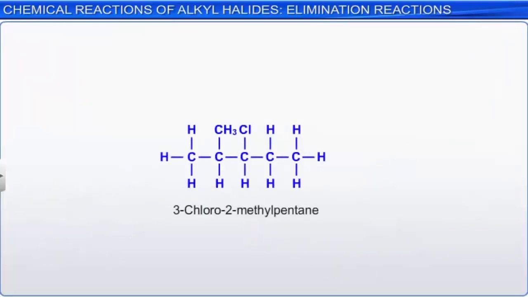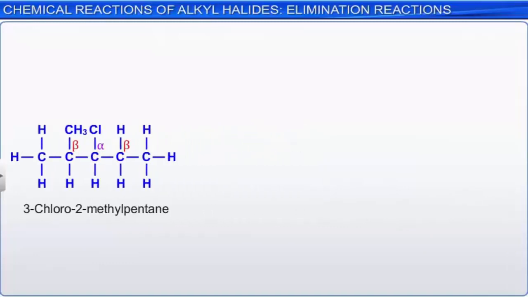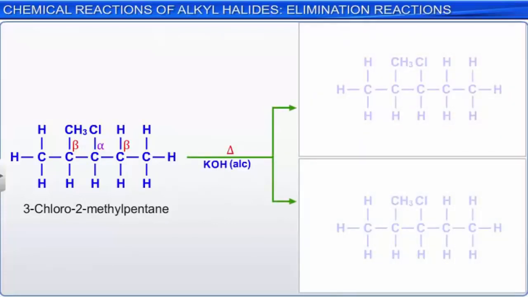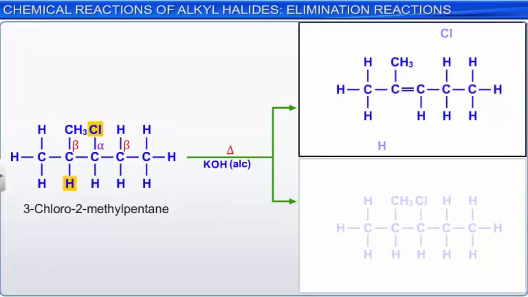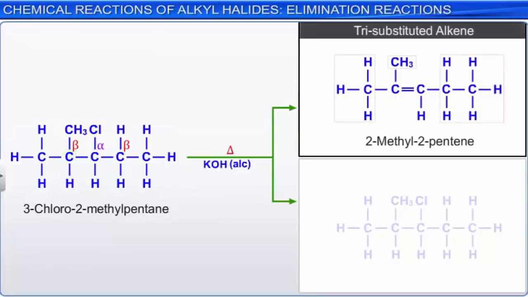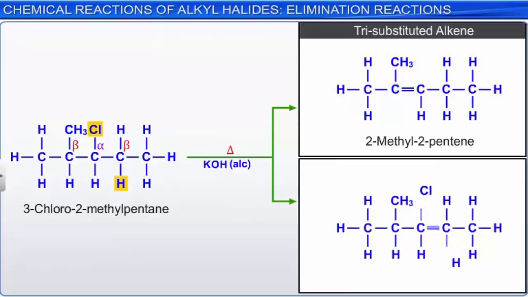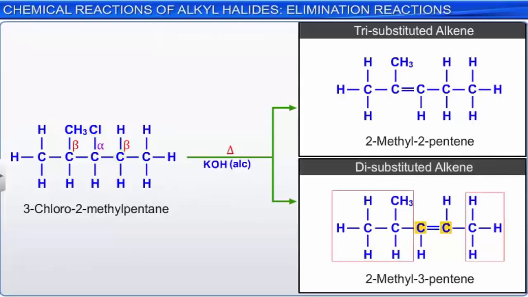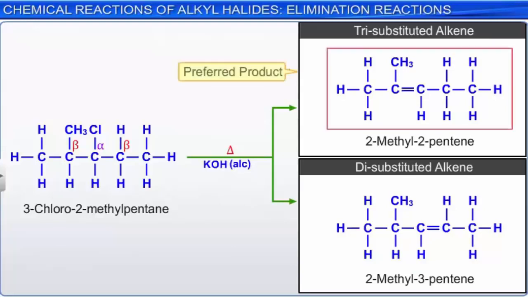Let's look at an example. Looking at the reactant molecule, we see that there are two beta carbons, one on either side of the carbon attached to the chlorine atom. We could remove a hydrogen atom from either beta carbon, leading to two possible products. When we draw the structure of the two products, we see that the first product, formed when a hydrogen atom is removed from the left beta carbon, has three alkyl groups linked to the carbons of the double bond. The second product, formed when a hydrogen atom is removed from the right beta carbon, has only two alkyl groups attached to the carbons of the double bond. Thus, according to Saytzeff's rule, the first product is the preferred product.